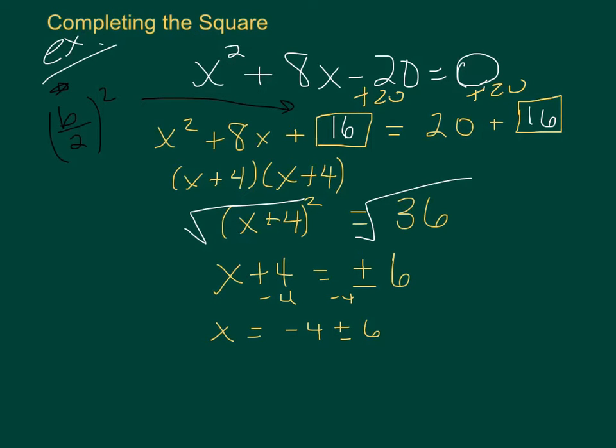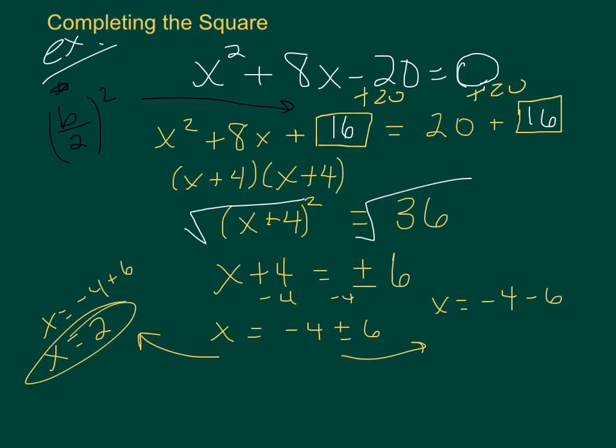And you're going to have 2 answers. So x equals negative 4 plus 6, and x equals negative 4 minus 6. So you've got to split up this plus or minus. That's how you get your two x's. Remember, we're quadratic, so most of the time you have two roots. Not all the time, but sometimes. So x could equal 2, and on this side, x would equal negative 10. So that means on your quadratic, it would cross at 2 and negative 10.